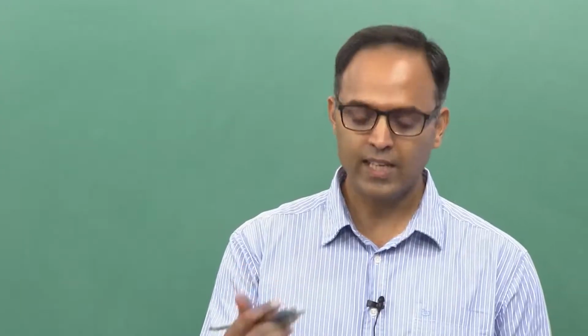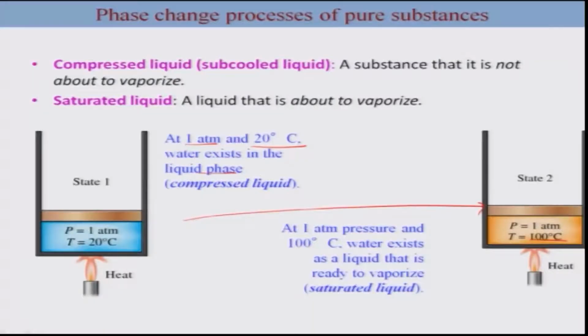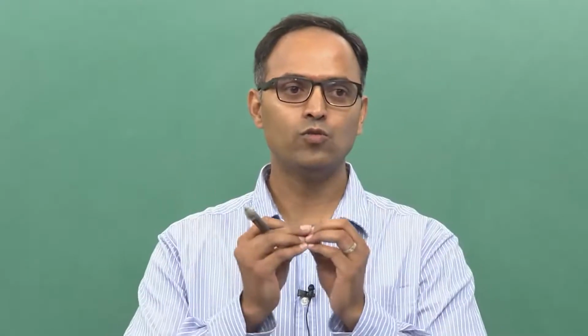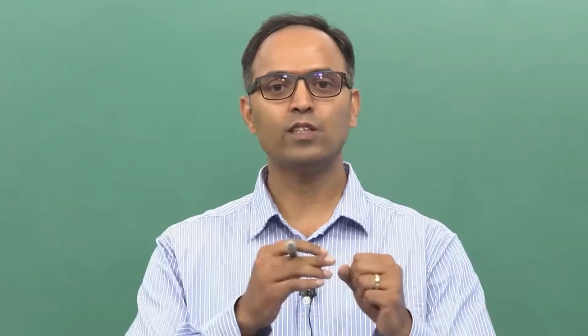You need to heat it up such that it goes to 100 degrees, and here the state of the liquid is that it is ready to vaporize. Now this particular state is called saturated liquid. The reason being that now this liquid is in equilibrium with its own vapor. It is about to vaporize. So the word saturation is used for such a state or condition. It is something like the liquid is saturated with its own vapor, but this occurs at a specific condition. For the case of 1 atmosphere, it occurs at 100 degrees Celsius. If you change the pressure, the temperature will change.